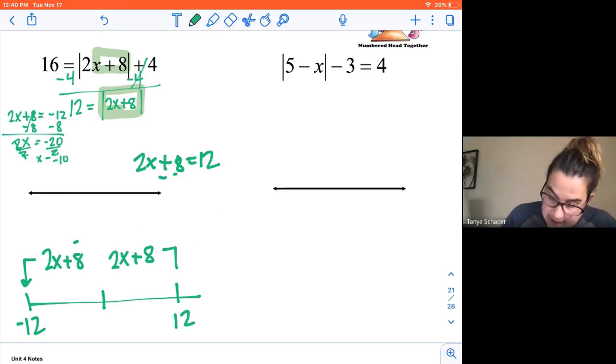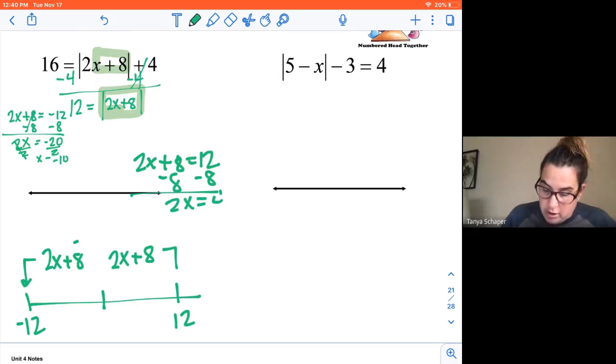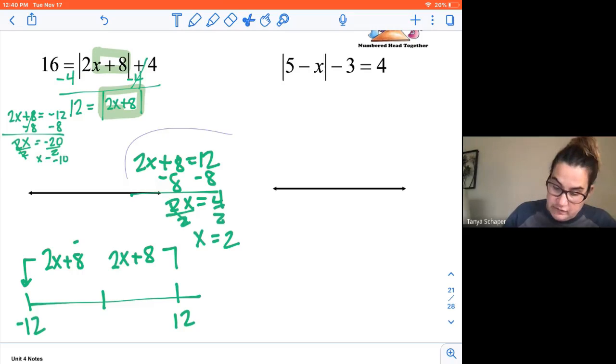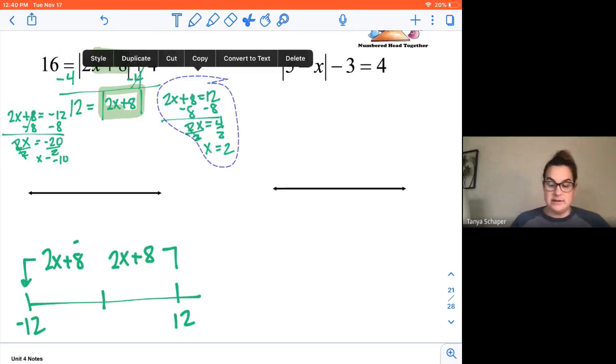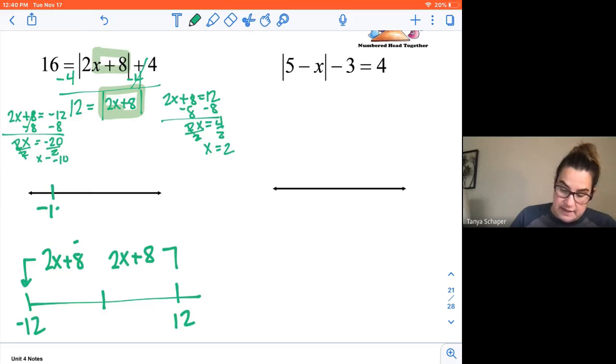And now let's go ahead and work with our other one. I'm going to subtract 8 from both sides. So 2x equals 4. I'm going to undo the multiplication by division. So x equals 2. So I'm going to shift these up here as well. And those are going to be my two answers. X is -10 and x is 2. Okay. So solving my equation that way.